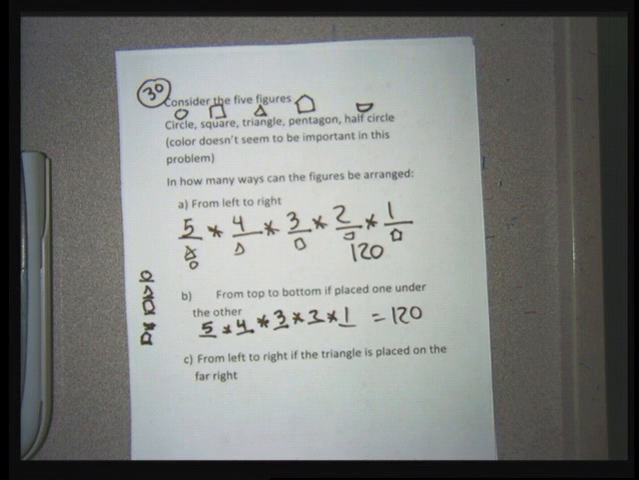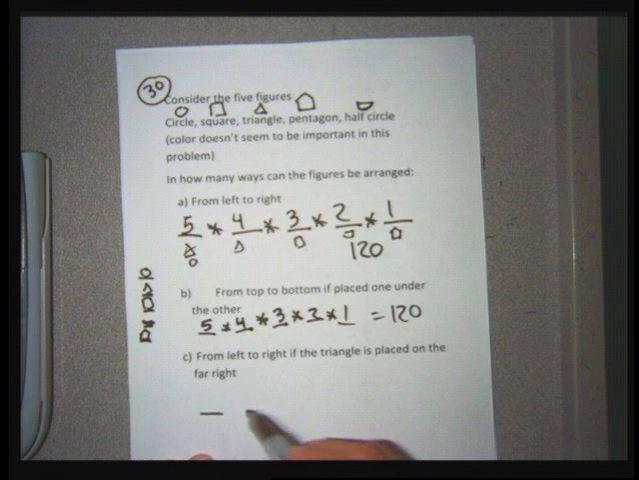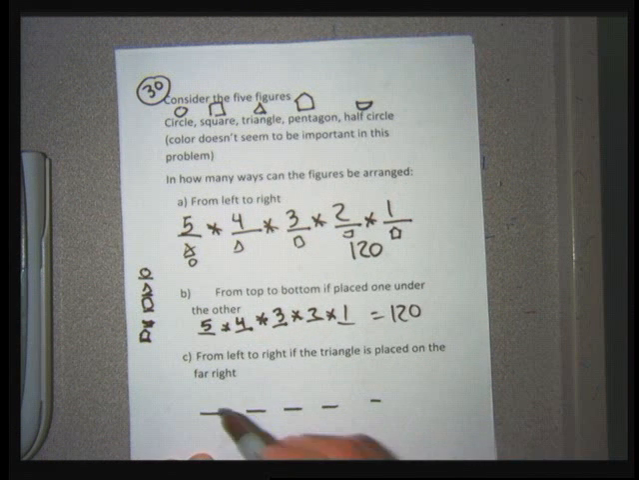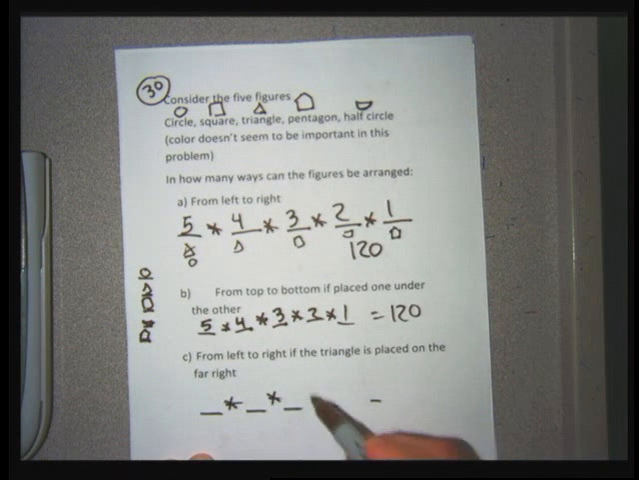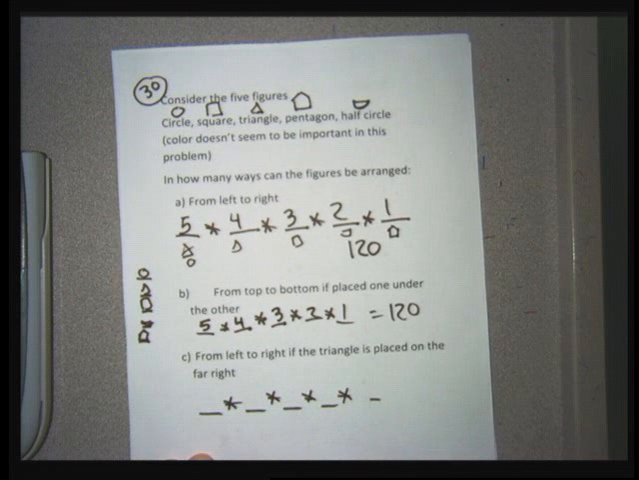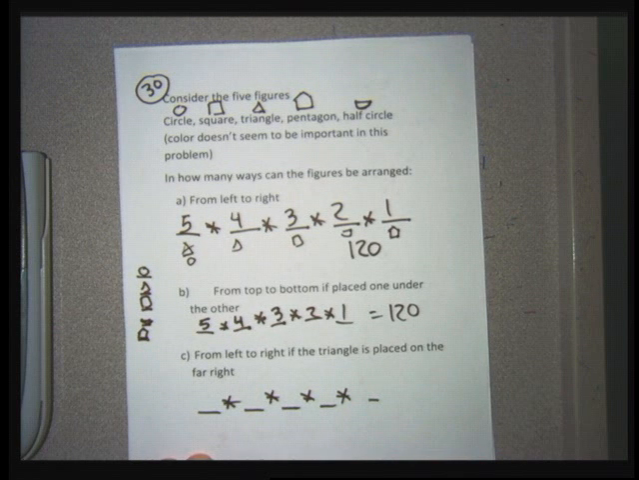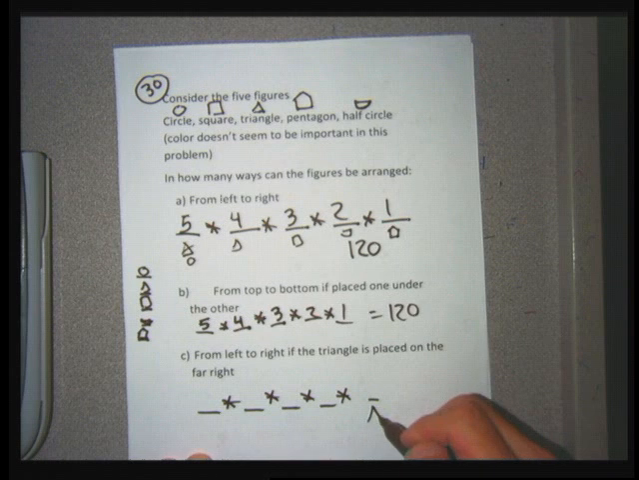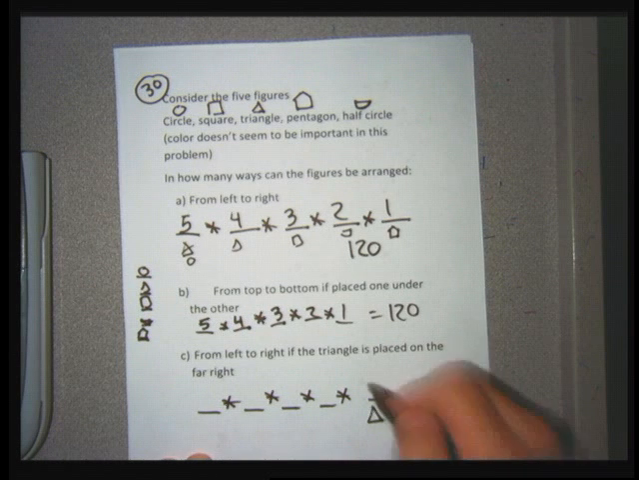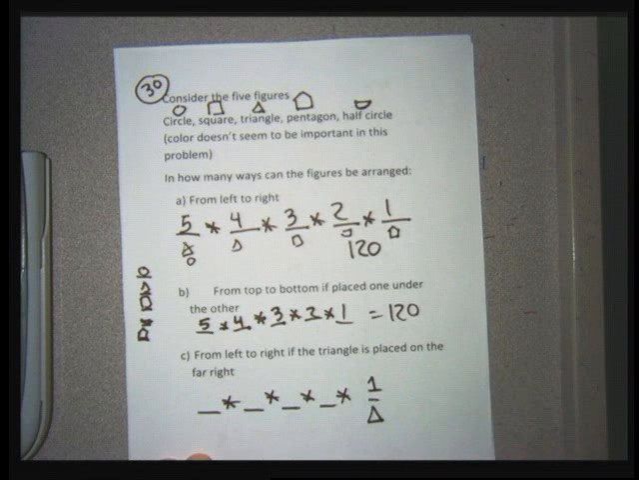C and D get to be a little bit trickier. So if the author insists on a figure going in a certain spot, I need to put it in that spot first. So in part C, I'm still placing those 5 shapes, but the triangle must be placed on the far right. So for the far right, there's only one choice. It has to be the triangle.